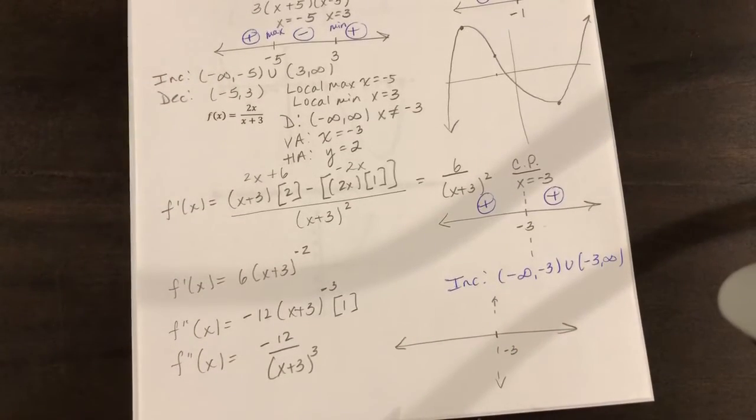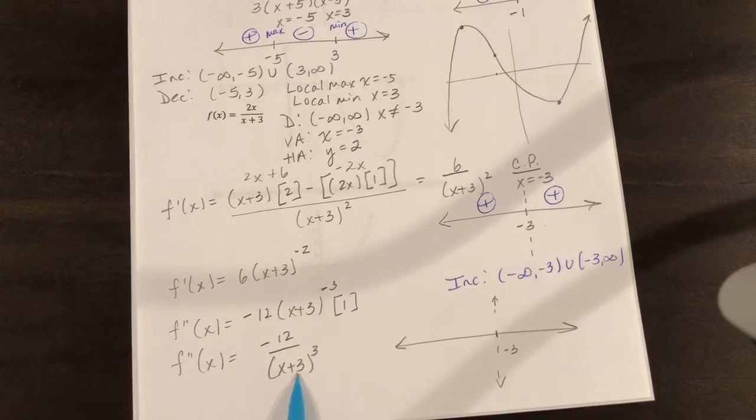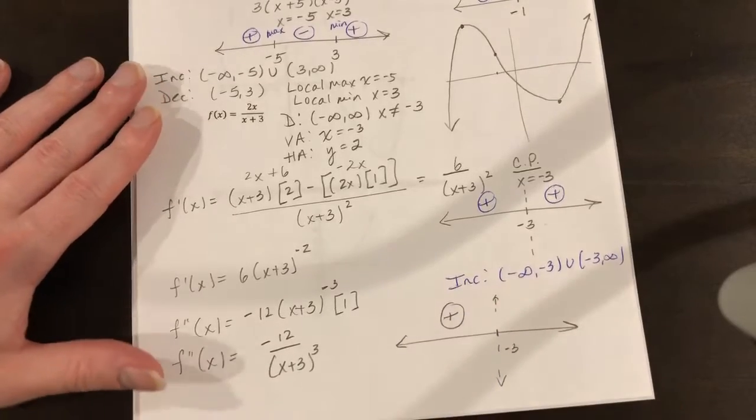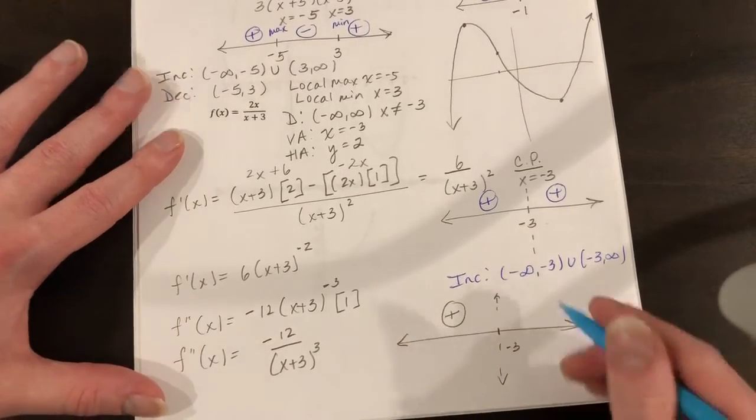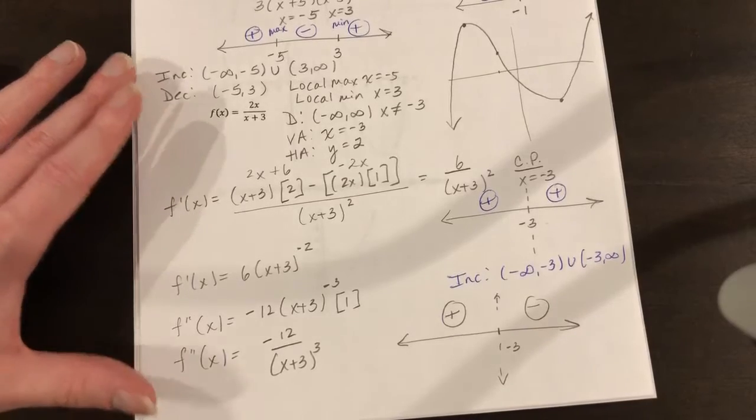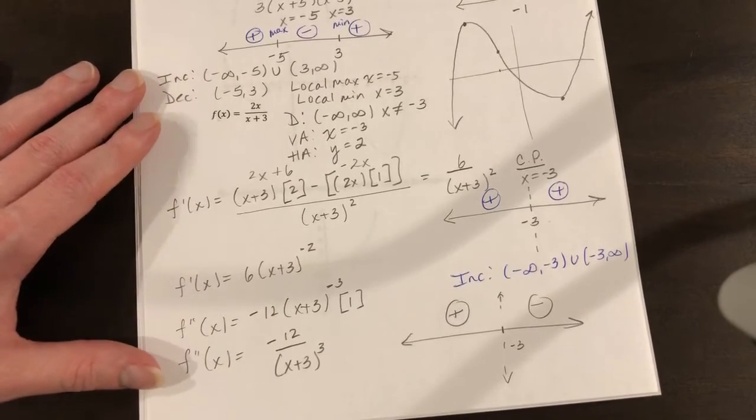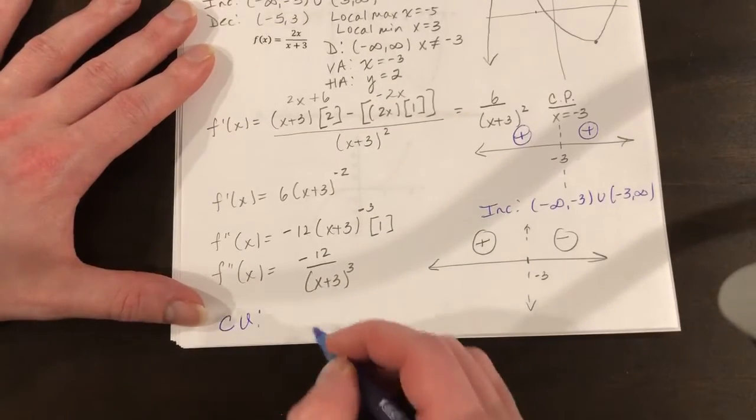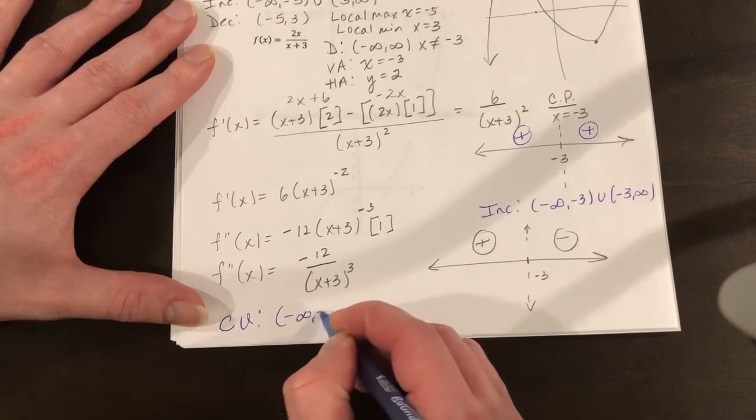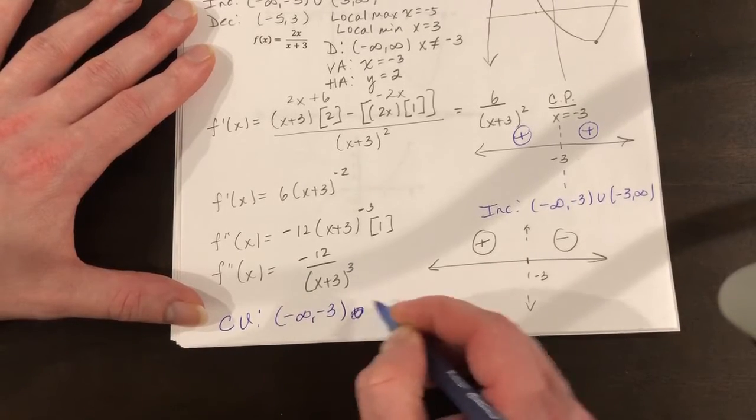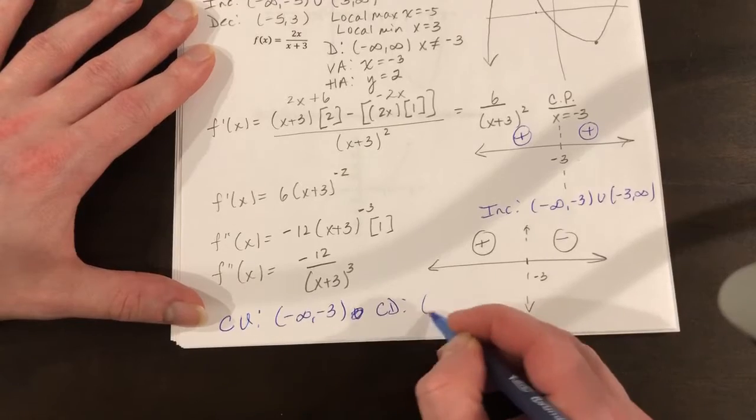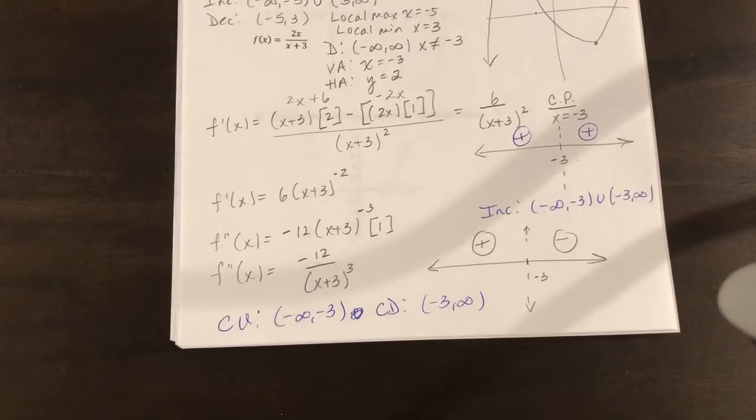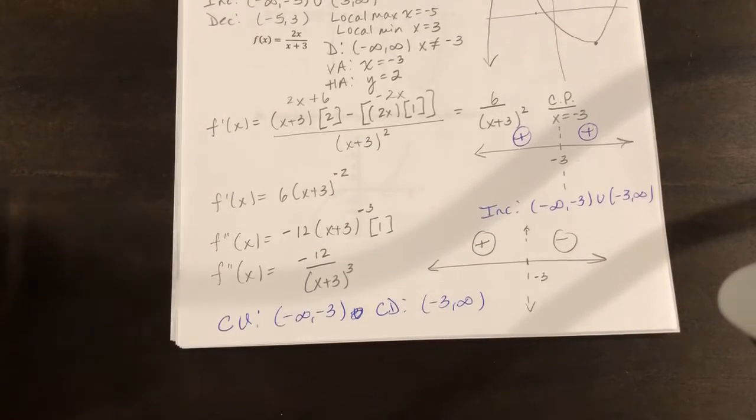Okay. Now, if I was to plug in a negative 4, negative 4 plus 3 is a negative, and a negative over a negative is a positive. Say I was going to plug in a 0. I get a negative. So what's going to happen is this thing is going to be concave up from negative infinity to negative 3, and it's going to be concave down from negative 3 to infinity. There are no inflection points because you can't have an inflection point on an asymptote.